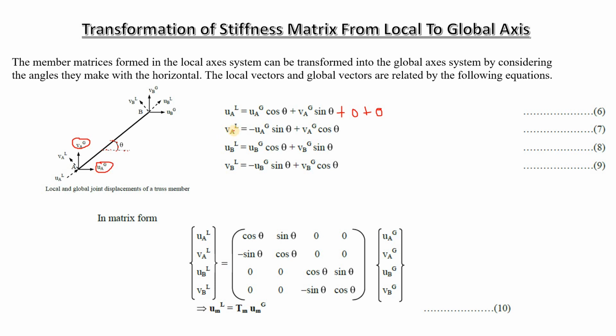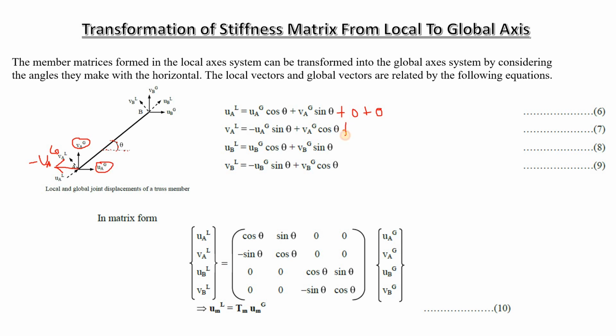Right after that we have VAL. If this is VAL, then the components of this are going to be a UAG in this side and a VAG on the upward, right? Since this is on the leftward side, we're going to call this minus UAG. And since the theta angle was from here to here, this time the theta angle connects with VAG before it connects with UAG. That means this time VAG is going to have a cos theta component and UAG is going to have a sin theta component. So right here we have VAL equals minus UAG sin theta plus VAG cos theta.